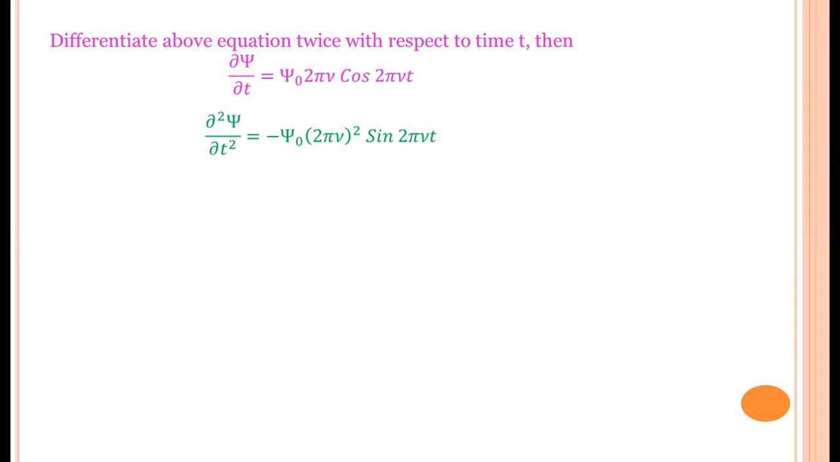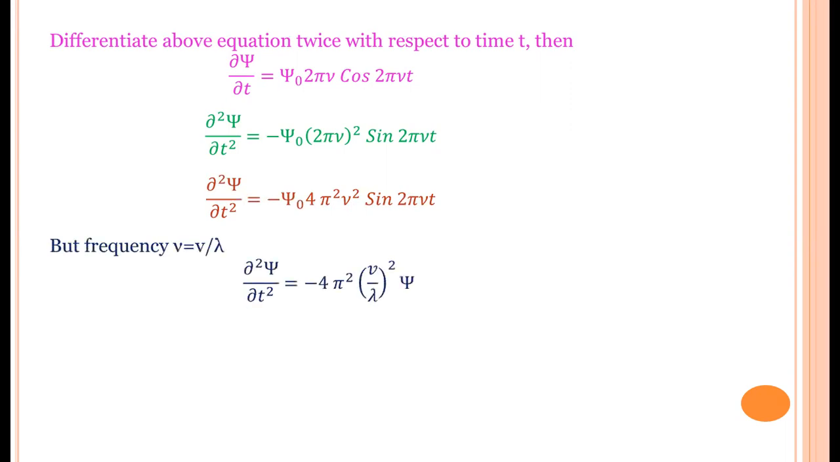Del square psi by del t square is equal to minus psi naught into 2 pi nu whole square sin 2 pi nu t, because we know the differentiation of cos theta is equal to minus sin theta. So the minus sign is there, and the 2 pi nu comes outside, that is, 2 pi nu whole square. So del square psi by del t square is equal to minus psi naught into 2 pi nu whole square sin 2 pi nu t. After expanding this equation, we know that nu is equal to v by lambda.